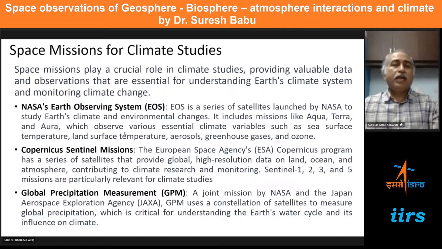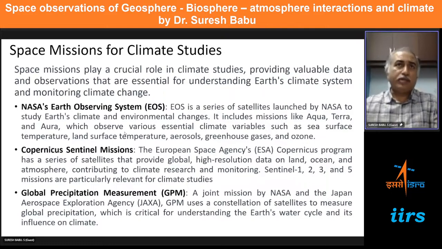and ozone. And the European Space Agency has the Copernicus Sentinel missions, which is also a series of satellites. We know about the Sentinel 1, 2, 3, and 5 missions, which are very relevant for climate studies. And the Global Precipitation Mission, which is a joint NASA-JAXA mission, is a constellation of satellites to measure global precipitation, which is very critical for understanding the Earth's water cycle.